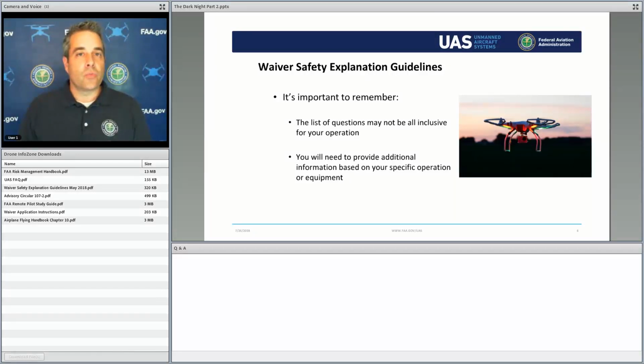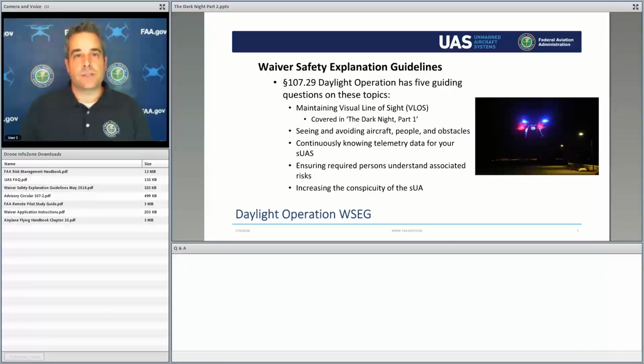Now, we've said it before as well, these are not all-inclusive questions. Simply because you answer the questions that we put forth in the waiver safety explanation guidelines doesn't mean you've hit all the marks. Each operation is unique, and because each operation is unique, you may need to supply more information to us to help with our assessment of your application. But the waiver safety explanation guidelines, a great place to start.